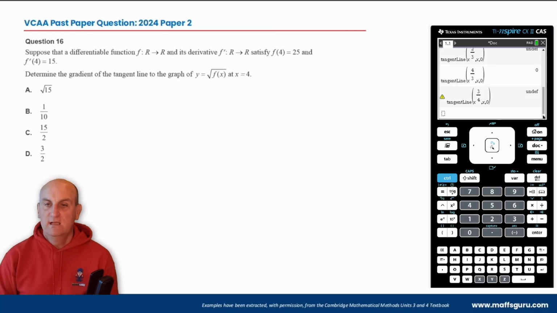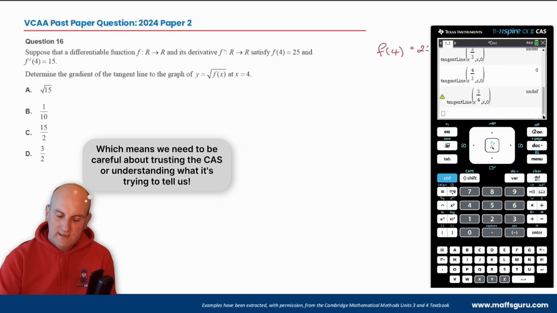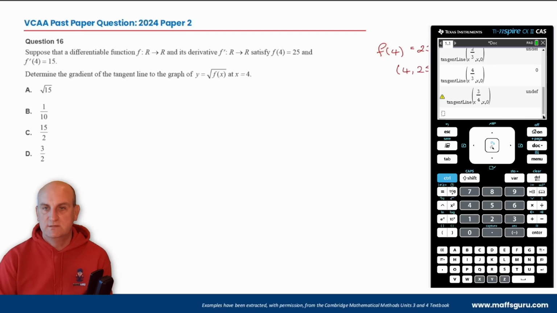What about this one? Suppose that a differentiable function f, which maps real onto real, and its derivative function f dash of real mapped onto real, satisfies that f of 4 equals 25 and f dash of 4 equals 15. A lot of people get very confused about what on earth f of 4 equals 25 means. It is just another way of writing the coordinate (4, 25), right? So being able to interchange between those two is massively important.